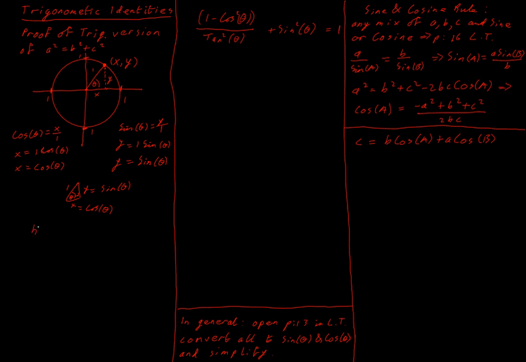So we have the hypotenuse squared would be equal to a squared plus b squared. The hypotenuse is 1, so 1 squared is equal to a is cos theta, to be squared, plus sine theta is y, is b, to be squared. So I end up with 1 is equal to cos squared theta plus sine squared theta.